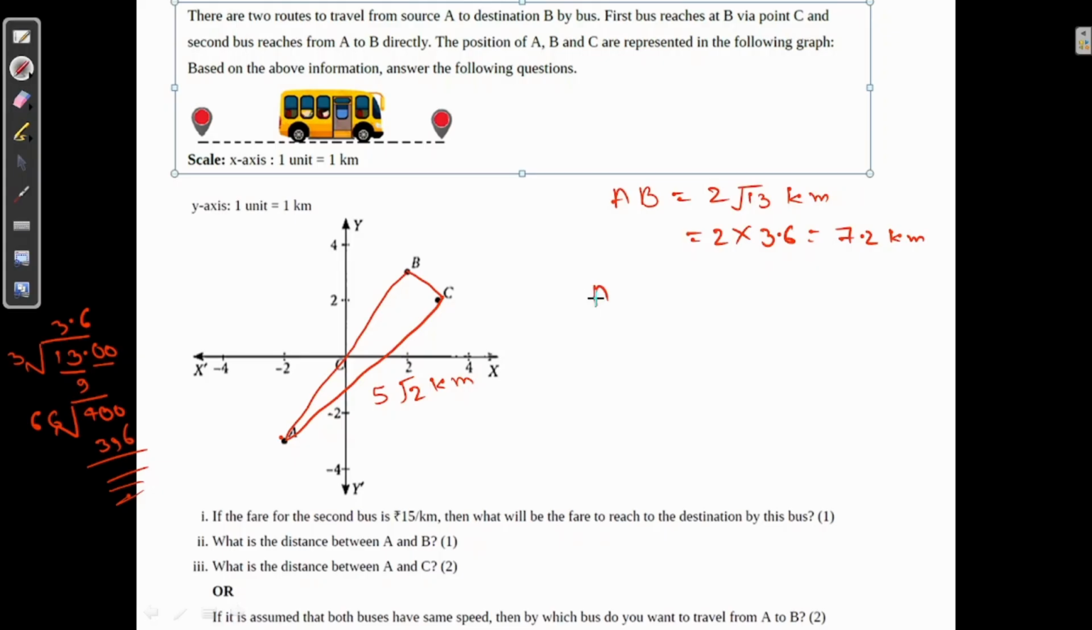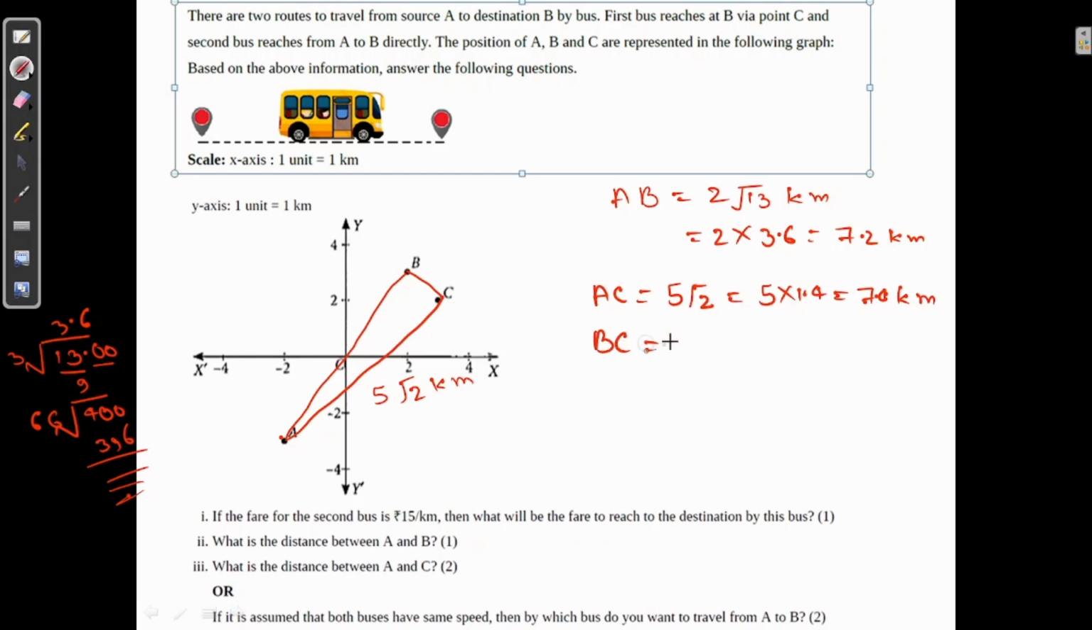Now first I am going to find the distance between A and C. It is 5 root 2. The value of root 2 is 1.4. 14 into 5 is 70. You will put the decimal at one place. So it is approximately 7 kilometer.